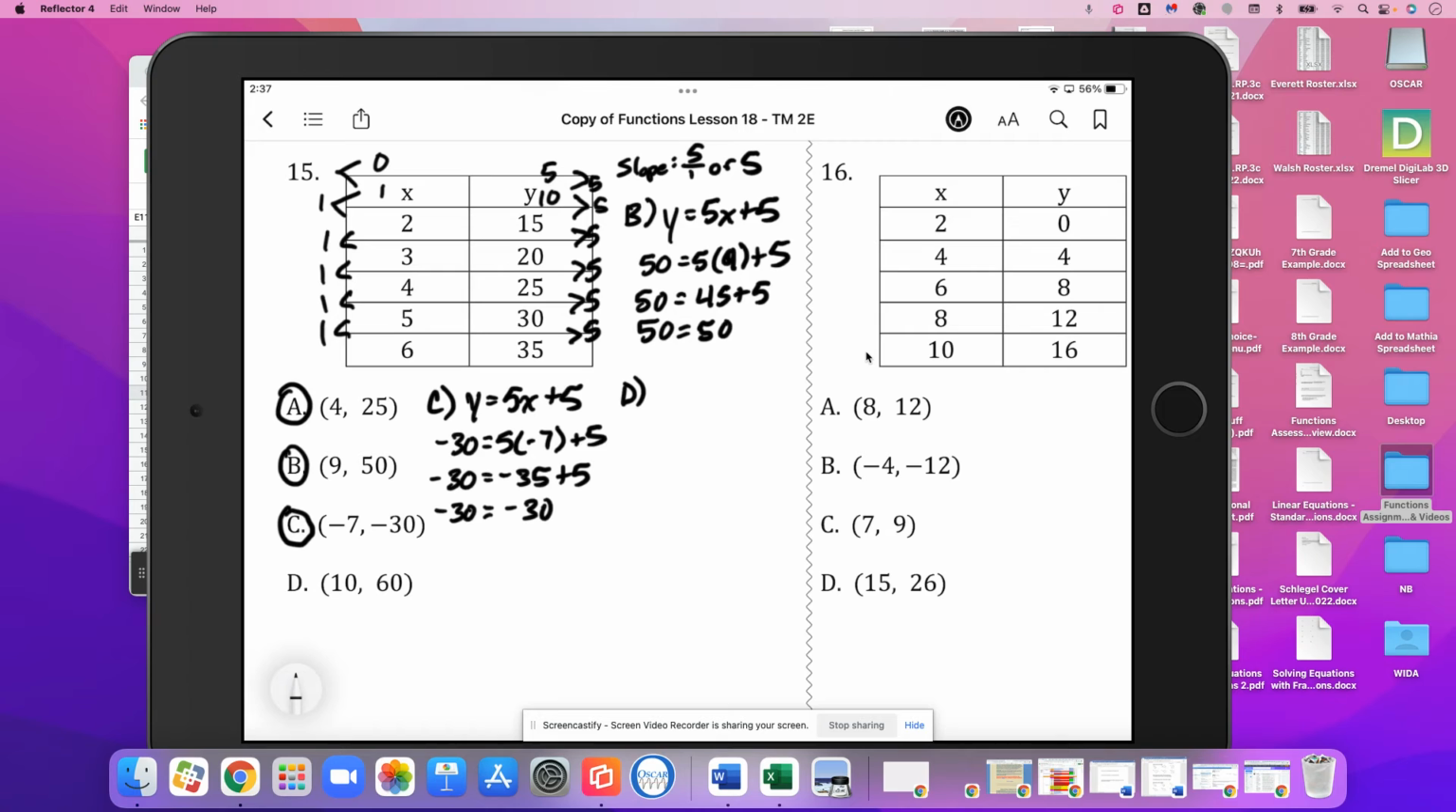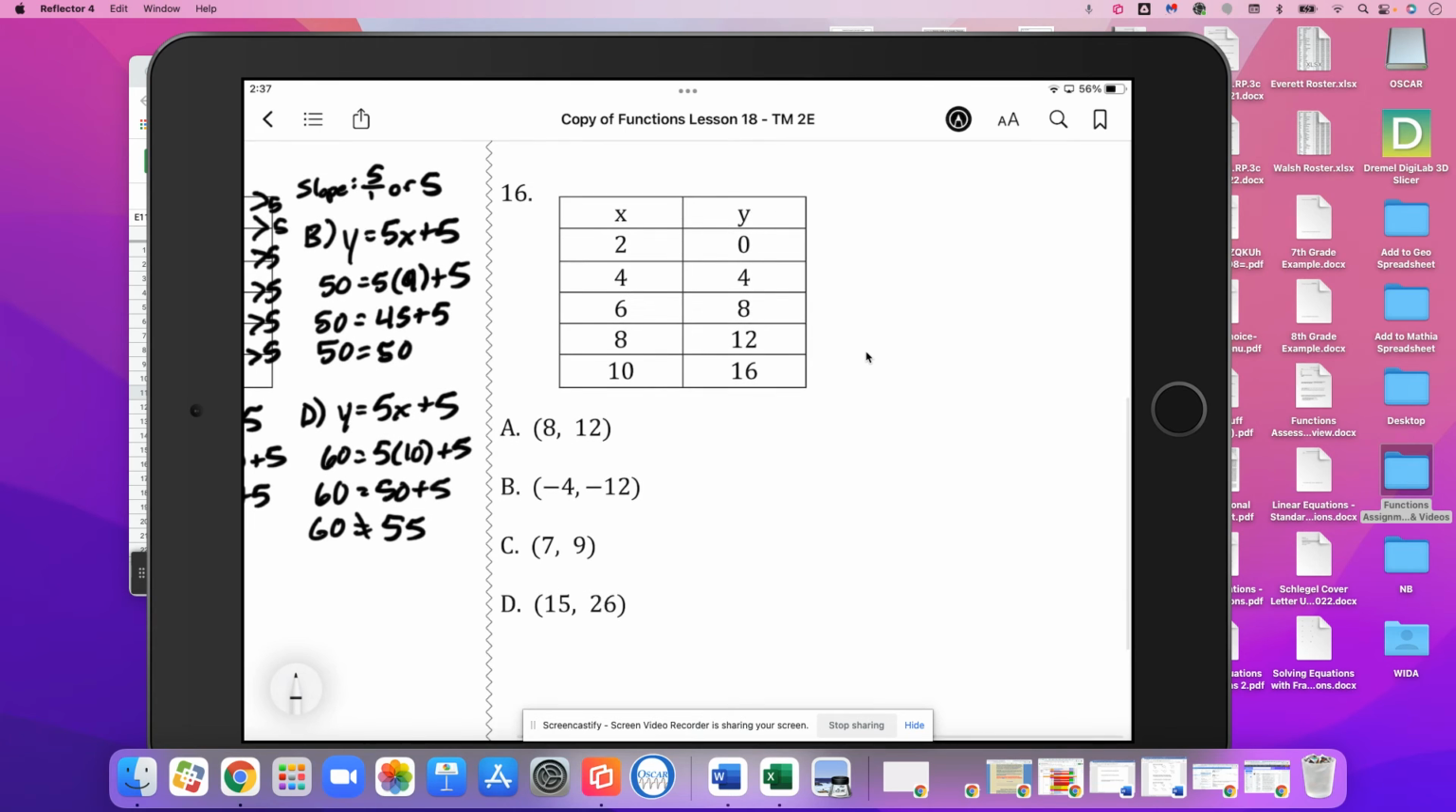And D, y equals 5x plus 5. 60 is equal to 5 times 10 plus 5. And the answer is no. 60 is not going to be equal to 50 plus 5. 60 is not equal to 55. Okay. I'll pause and then move on to 16.